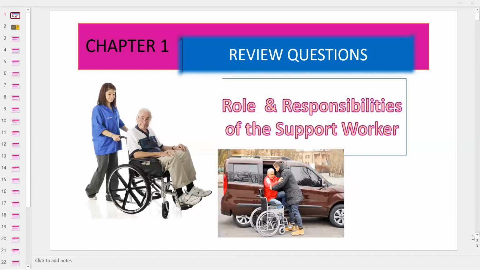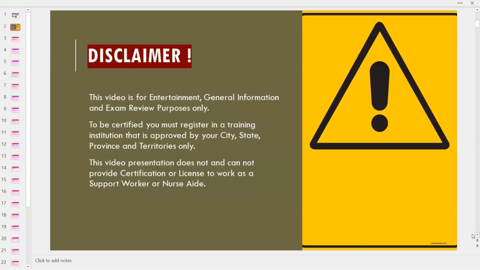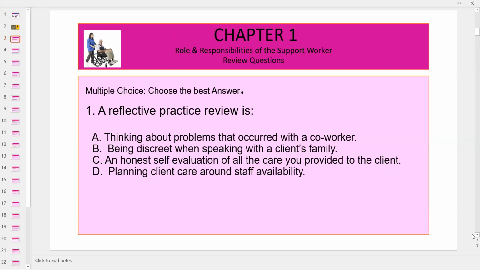Chapter 1 Review Questions. Role and responsibilities of the support worker. Question number 1, multiple choice.